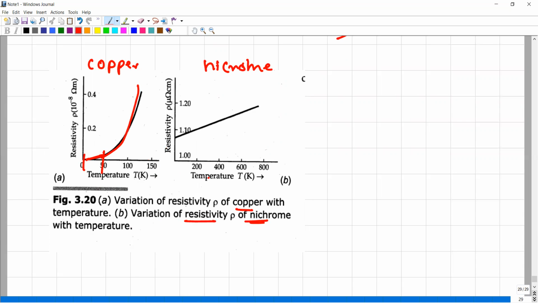So we can figure out that this resistivity value is quite material dependent. Which material you are using matters. It does not show any common behavior. More detail about this is also given in your NCERT book. You can refer to the NCERT, where this topic is discussed in detail. Please go through that.